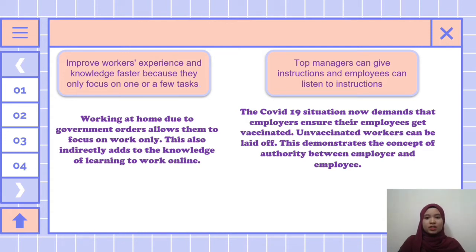Second, top managers can give instructions and employees can listen to instructions. The COVID-19 situation now demands that employers ensure their employees get vaccinated. Unvaccinated workers can be laid off. This demonstrates the concept of authority between employer and employee.